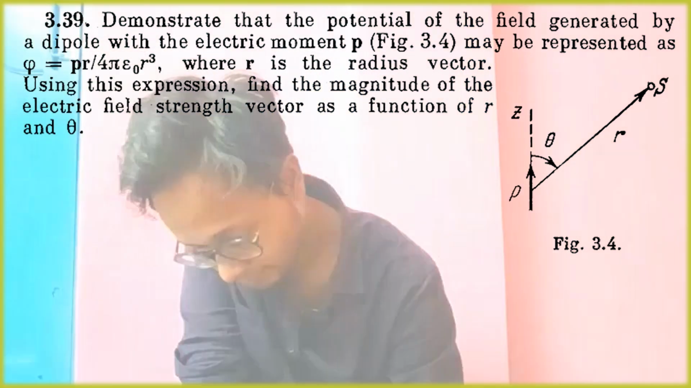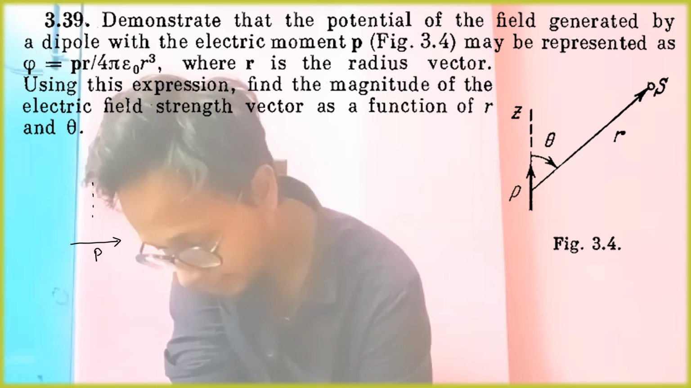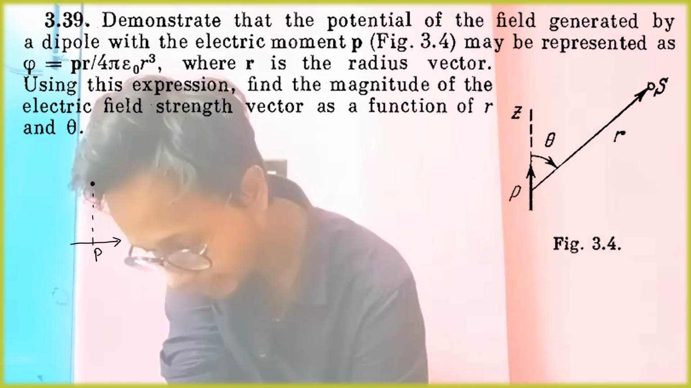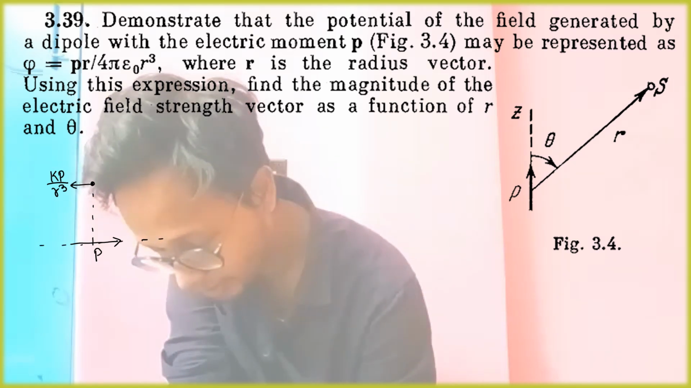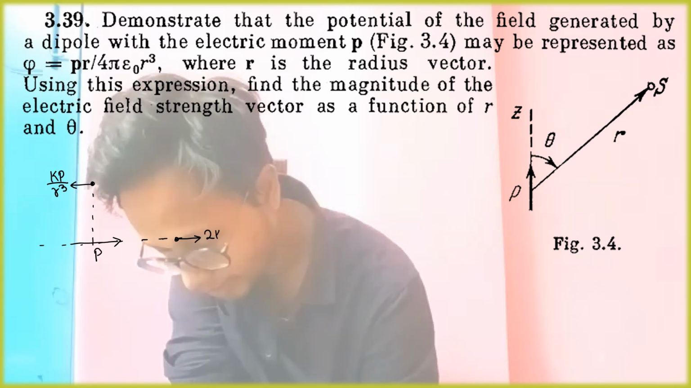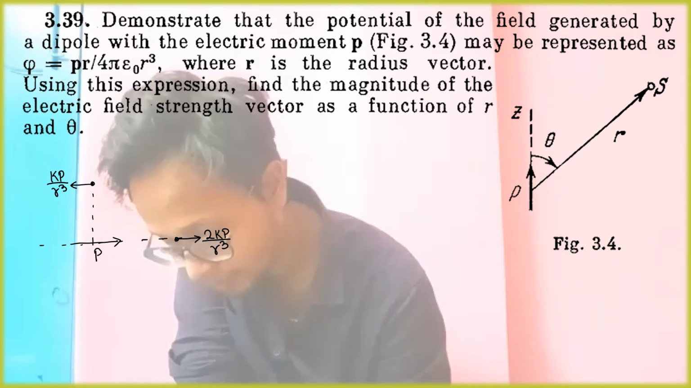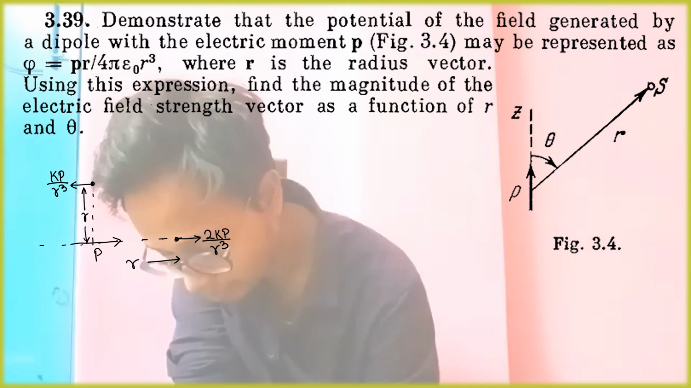So you have already learned that if a dipole is there, the electric field at the equatorial position would be kp by r cube, and the electric field at the axial position would be 2kp by r cube, isn't it? Where r is the distance calculated from the center of the dipole. This is distance r for the equatorial position, and this is distance r for the axial position.